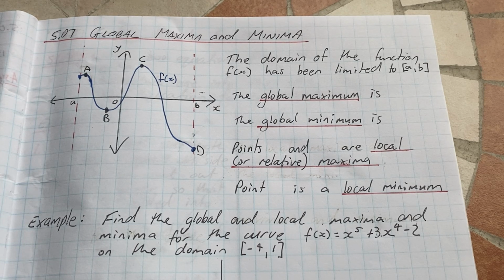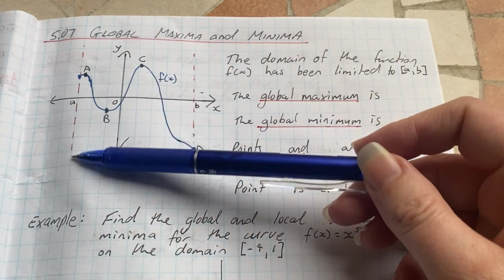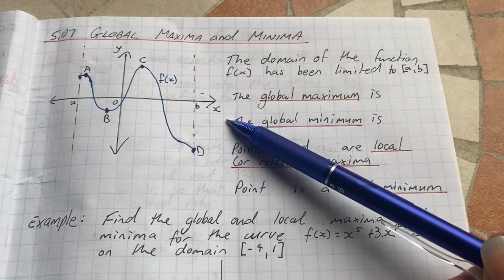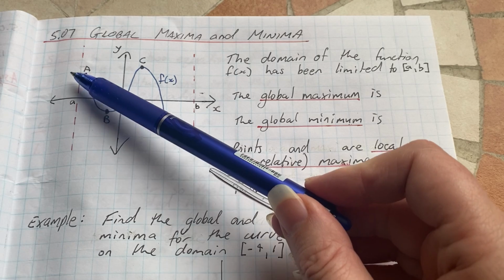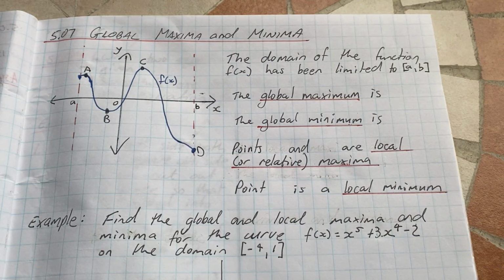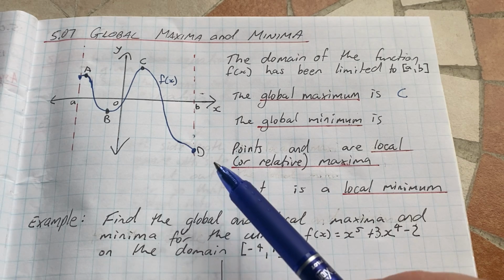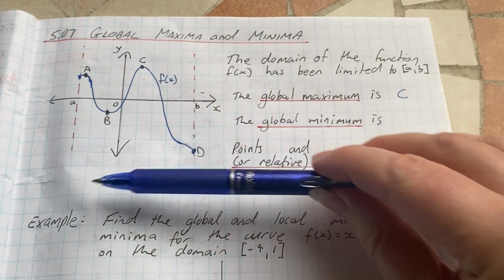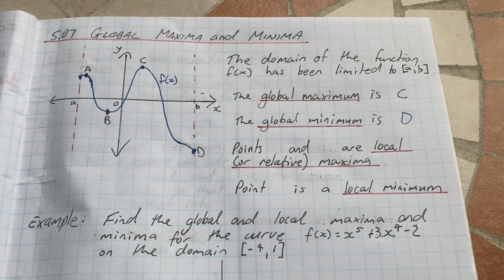Exercise 507 is about global maxima and minima. If you look at this graph here, the domain has been limited at where x equals a and x equals b. The global maximum is where the curve is at its absolute peak, and that's up here at point C. So the global maximum is at C. The global minimum is where the whole curve is at its absolute minimum, and that is point D. If you were asked to find the global maximum or minimum, you'd be given a y coordinate as your answer.